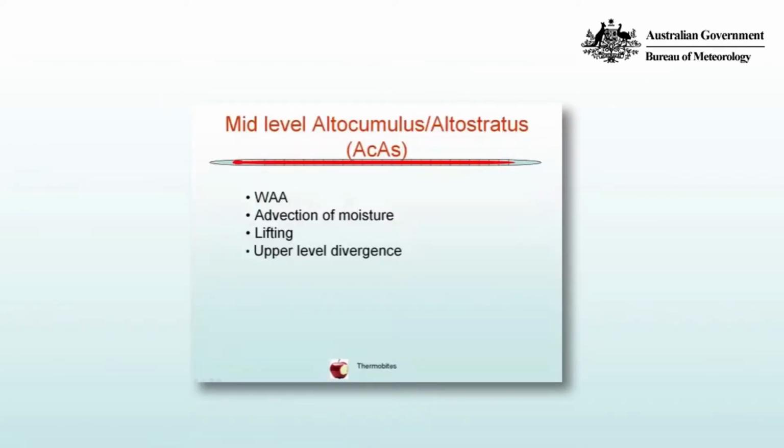In this video we're going to examine the formation of mid-level cloud, that is altocumulus altostratus, or ACAS. Altostratus is stratiform cloud and altocumulus is convective cloud, and very often you see the two together: stratiform cloud in the mid-levels of the atmosphere with embedded convective elements. We'll consider four mechanisms: warm air advection, the advection of moisture, lifting, and finally upper level divergence.